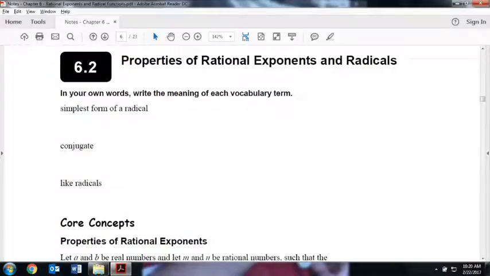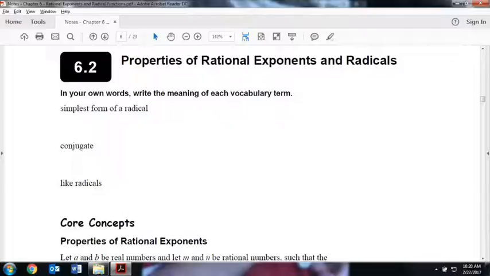Okay, this is chapter 6.2, properties of rational exponents and radicals. Basically, this is no different than any other exponent rules you've ever dealt with. All right, and I'll scroll down to the rules here just a second.